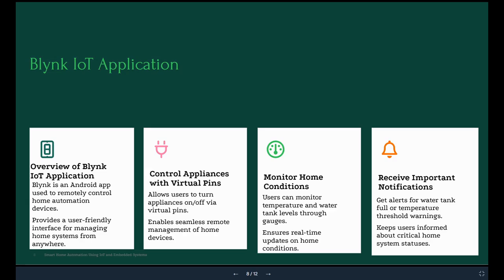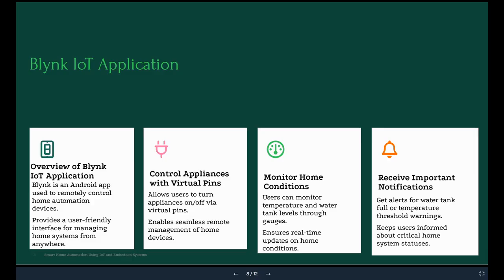Moving on to the Blynk IoT application. Overview of Blynk IoT application: Blynk is an Android app used to remotely control home automation devices, and provides a user-friendly interface for managing the home system from anywhere. Control appliances with virtual pins: it allows users to turn appliances on or off via virtual pins, enabling seamless remote management of home devices.